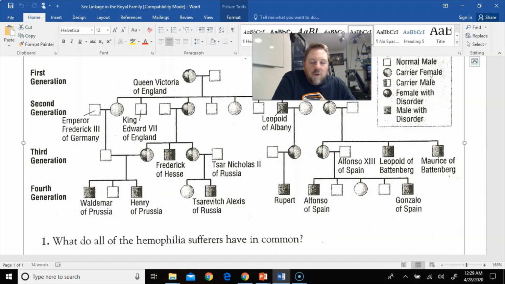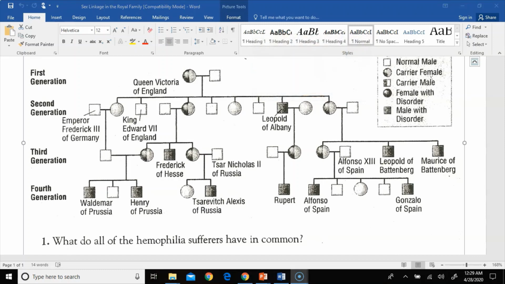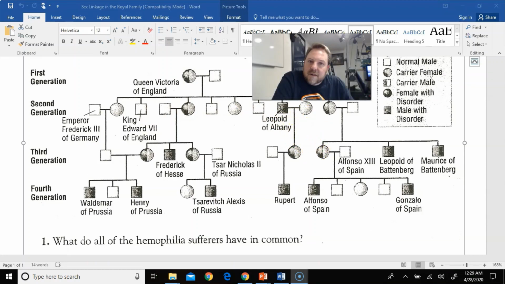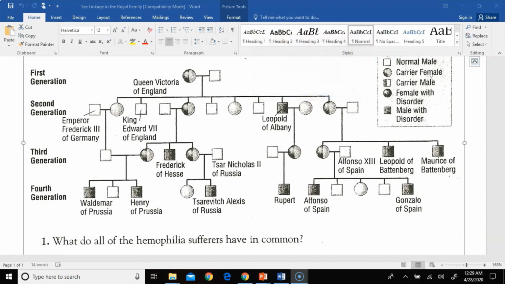So number one, what do all of the hemophilia sufferers have in common? So obviously if you have the disorder, you are completely shaded in. And I know this is an old copy that I use, so it's a little hard to tell. But I can tell you that every single person on this entire family tree, 4 generations of these royals, the only ones shaded in are males. Well, there's the first time we said that ever, right? Only males have this disease. Now, it doesn't have to be that way. You'll see why later. But only males have it. So there's the answer to number one.